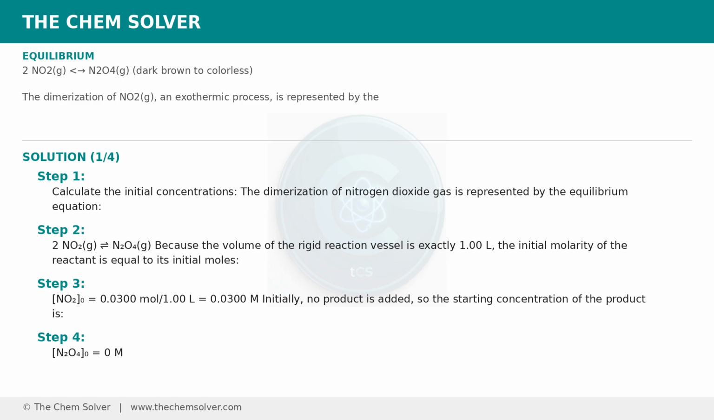Calculate the initial concentrations. The dimerization of nitrogen dioxide gas is represented by the equilibrium equation 2NO2 is in equilibrium with N2O4. Because the volume of the rigid reaction vessel is exactly 1.00 liters, the initial molarity of the reactant is equal to its initial moles. [NO2]0 is equal to 0.0300 moles over 1.00 liters, which equals 0.0300 molar initially. No product is added, so the starting concentration of the product [N2O4]0 is equal to 0 molar.